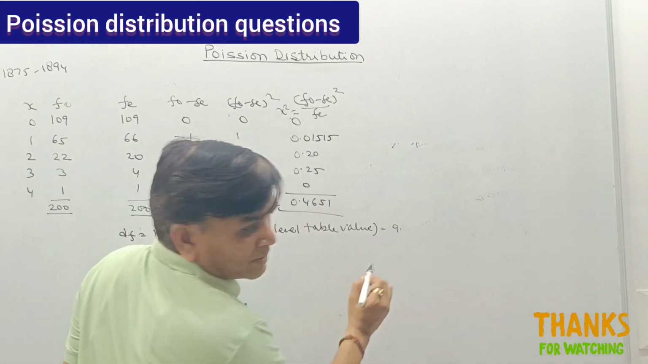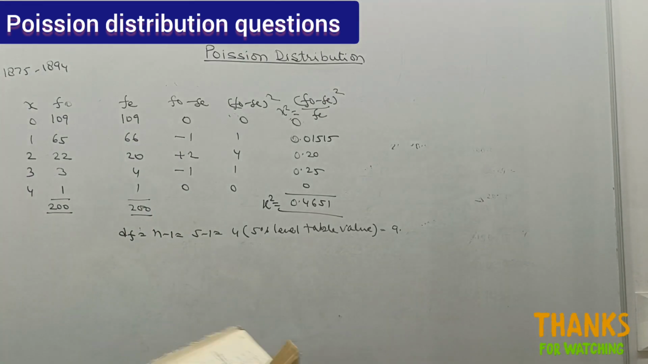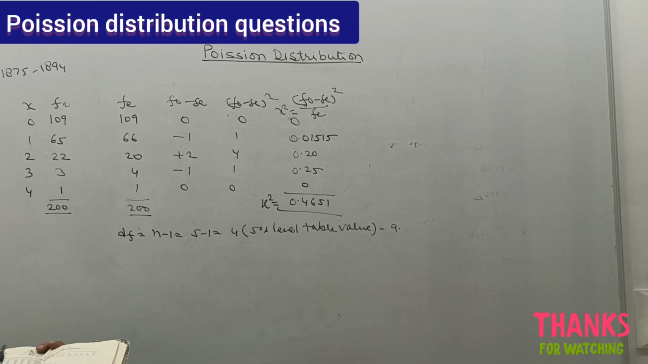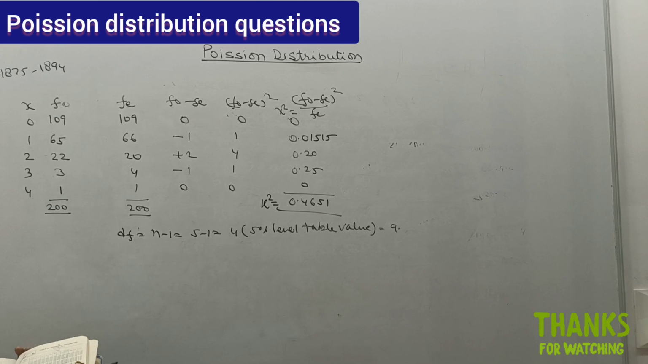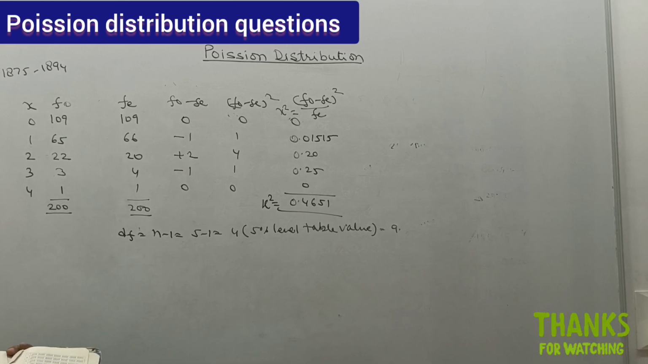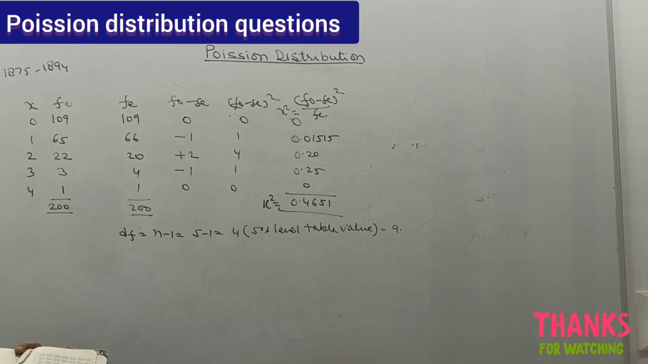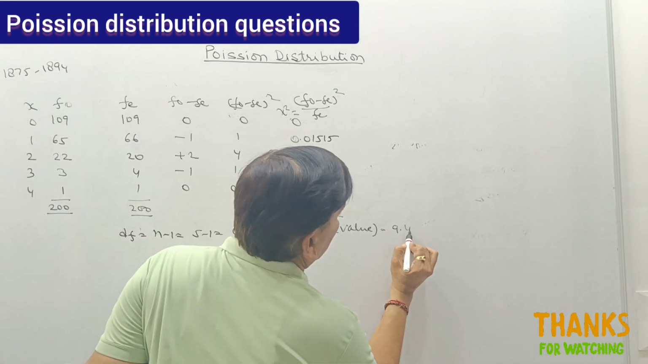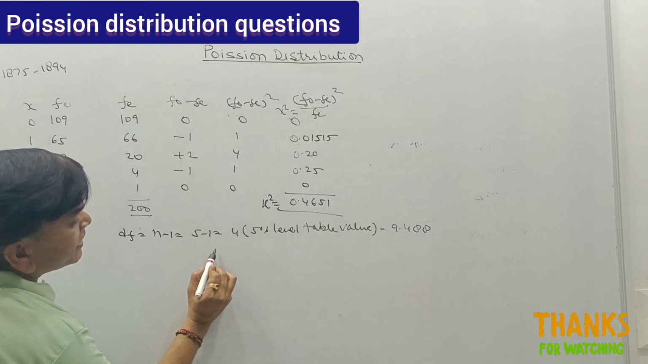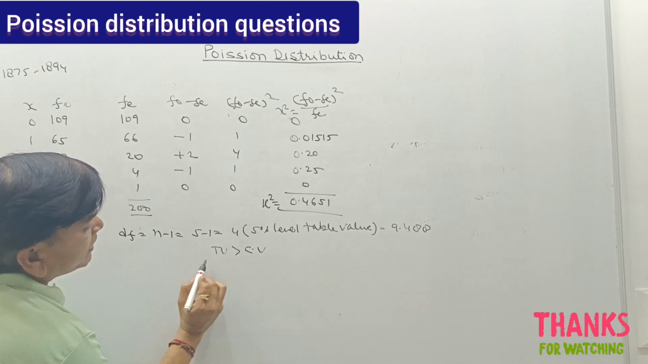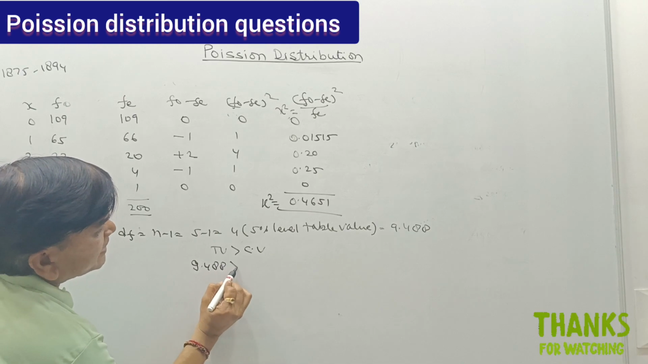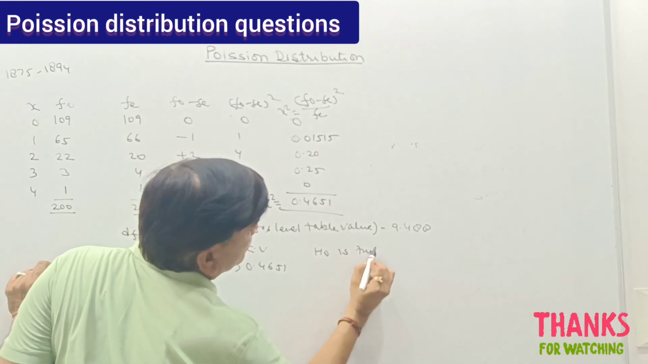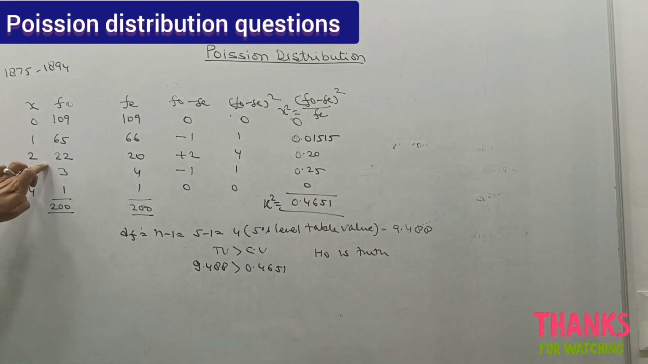Looking at the chi-square table, the value is 9.488. Here the table value is greater than the calculated value: 9.488 is greater than 0.4651. So H0 is true. It means the data is original. There is no difference in the data.